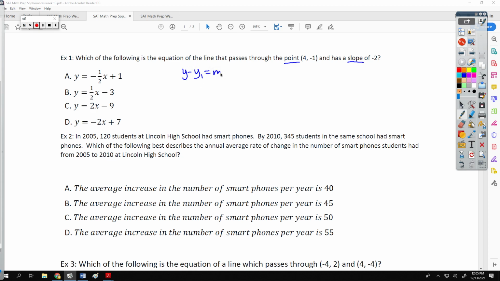y minus y1 equals m times x minus x1. When we look at this, the point 4, -1, that's your x1 and your y1, and you're given a slope of -2. So we're going to plug that information into our equation. So y minus -1 equals -2 times x minus 4. y minus y1 equals m times the quantity x minus x1. Now our answers are all in slope-intercept form. So next, we are going to convert into slope-intercept by solving for y.